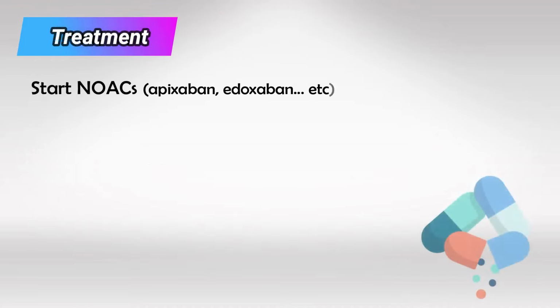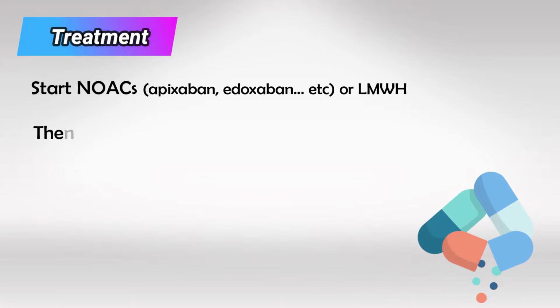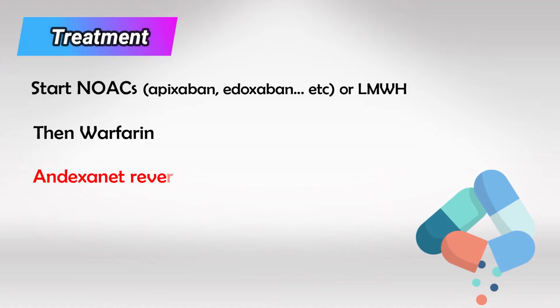The treatment is very clear and very important. You should immediately start the patient on any one of the NOAC medications or low molecular weight heparin, followed by warfarin. The medication andexanet reverses the action of NOACs. So if you do end up using too much NOAC, you actually have a reverse button.